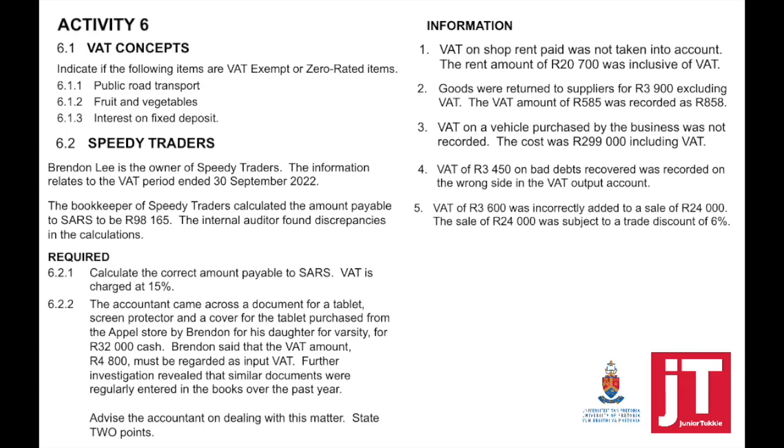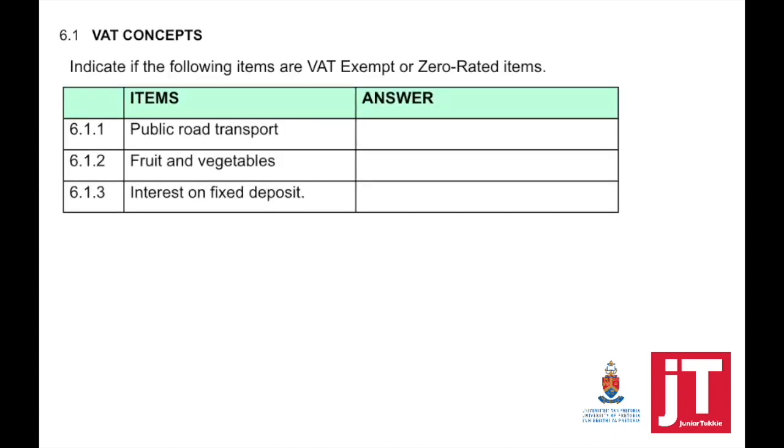We are going to look at VAT, Chapter 11, Activity 6. This question consists of question 6.1, VAT concepts, and question 6.2, Speedy Traders, where we need to complete questions 6.2.1 and 6.2.2. If we start with question 6.1, VAT concepts: indicate if the following items are VAT exempt or zero rated items.